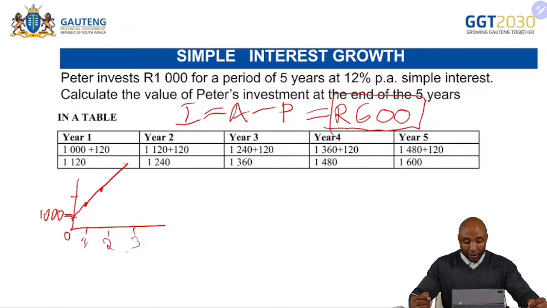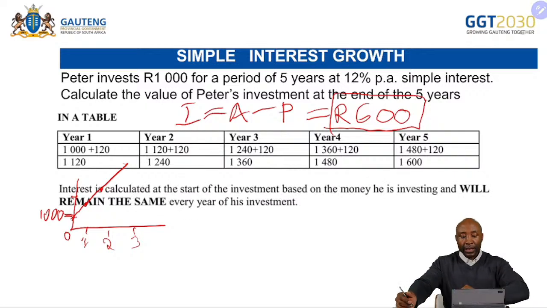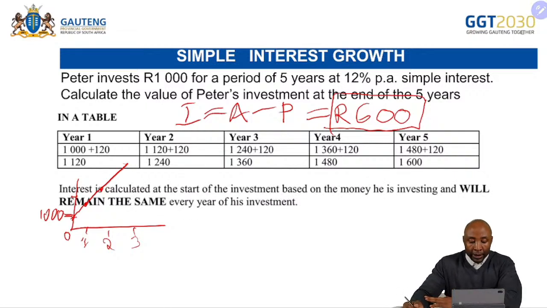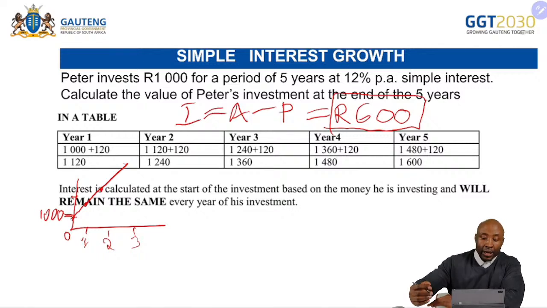You will realize this. Now, you are able to see that the interest that is calculated at the start of the investment is based on the money that they will invest and will remain the same. I've bolded that one so that you see that the interest that is earned each year is always constant. It does not change.